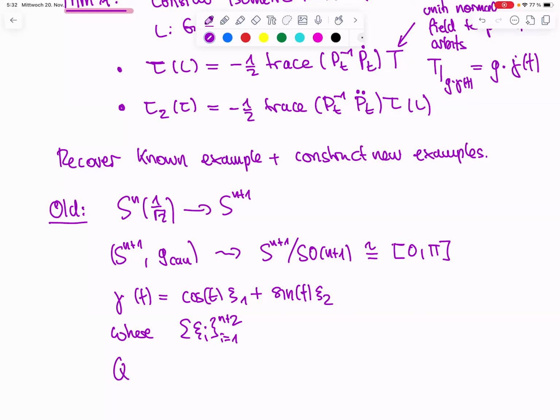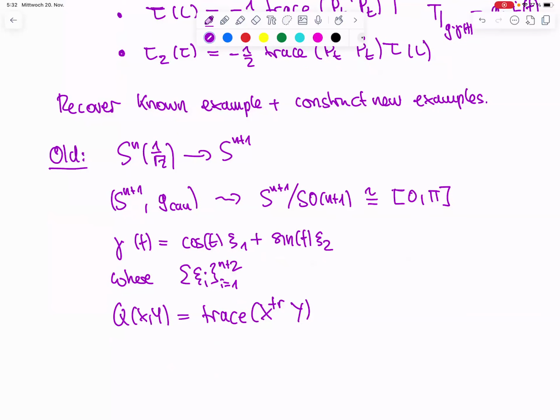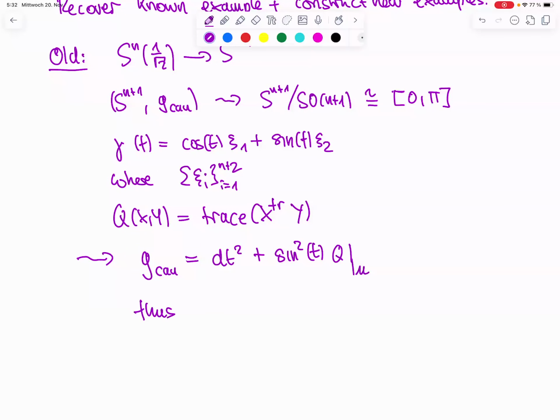And we take the bi-invariant metric trace of x transpose times y, where x and y are in this orthogonal complement of h in G, so in n. And in this case, we can write the metric as dt squared plus sine squared t times Q restricted to n, and thus the endomorphism P_t is given as sine squared t times the identity.